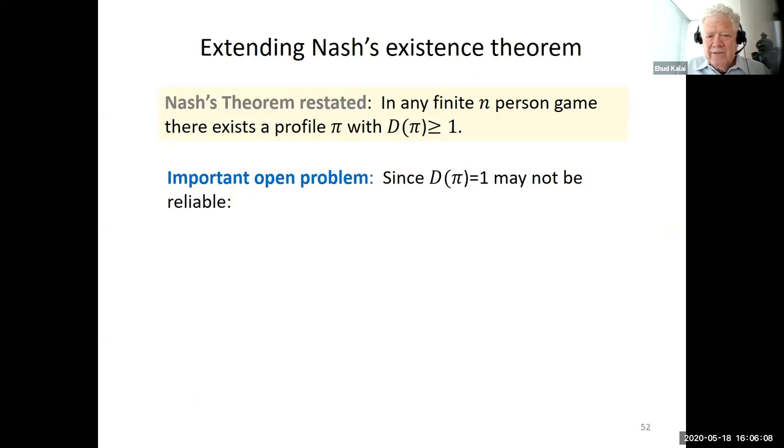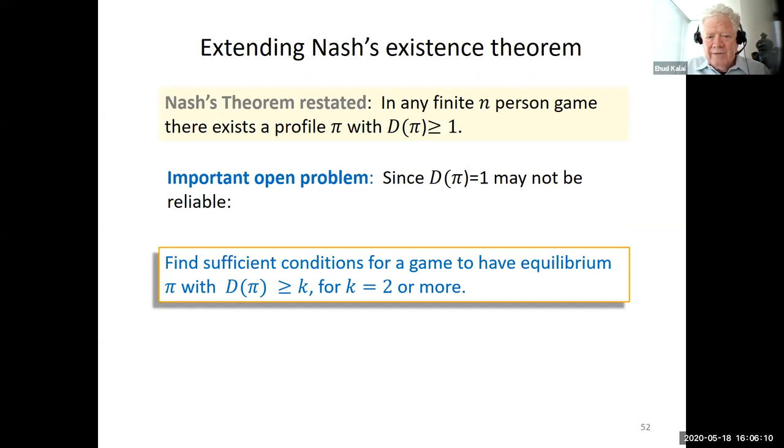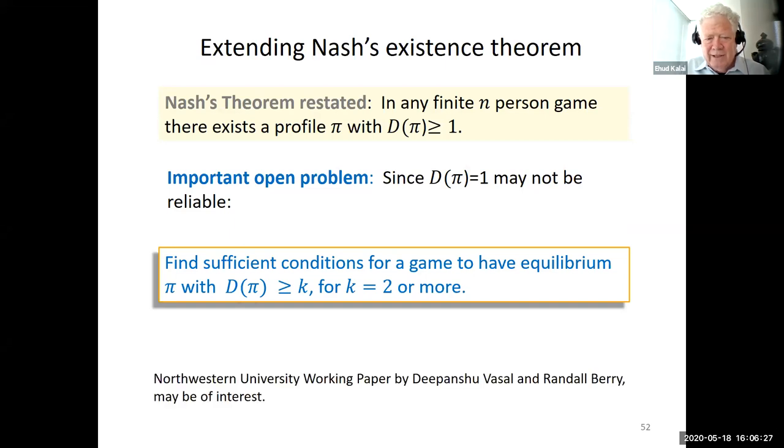So the expanded Nash theorem says: find sufficient conditions for a game to have an equilibrium pi with D of pi greater than or equal to K, for K equals two or more, a more sustainable equilibrium. What kind of games admit more sustainable equilibrium? The paper by Abraham et al. has two examples of this type. And there is a Northwestern working paper by Dipanshu Vassal and Randall Berry.